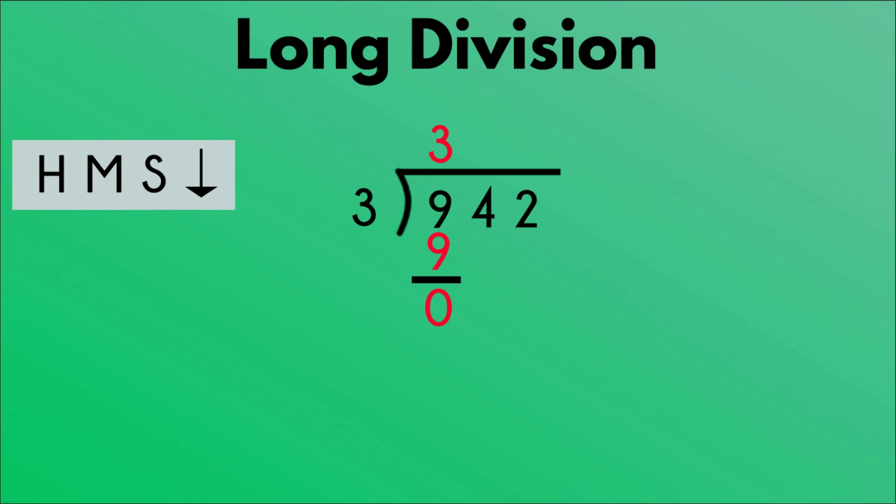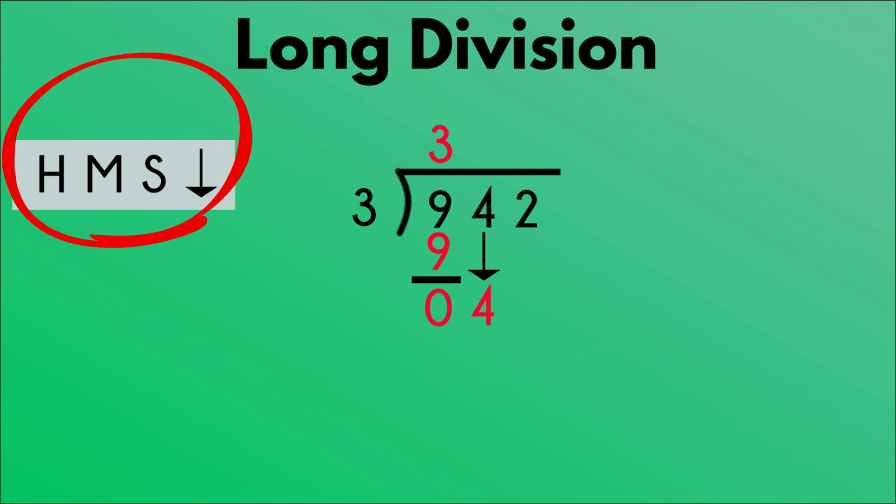Now we come to bring down. Remember, we are working from left to right. So now that we have finished the hundreds, we move to the tens. We bring down the tens. There are 4 tens. Now we've completed all the steps, H, M, S, and bring down. What do we do? We move to the place value to the right and go through HMS Bring down all over again.